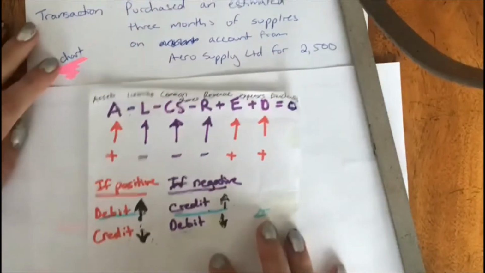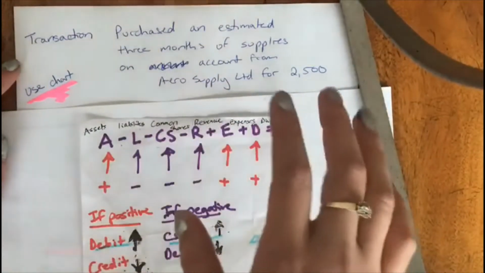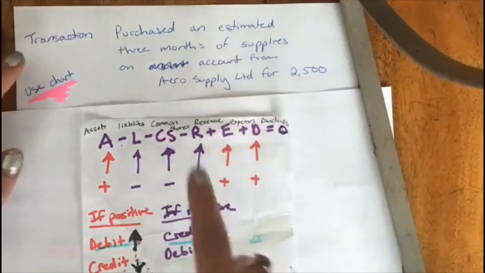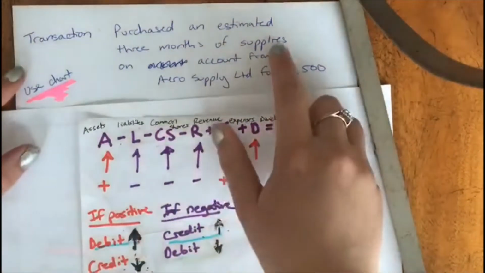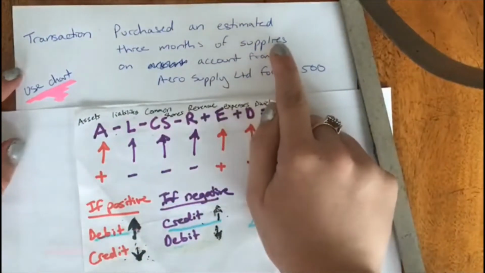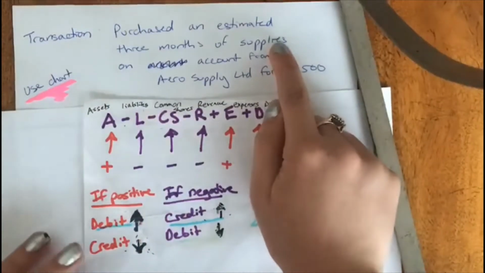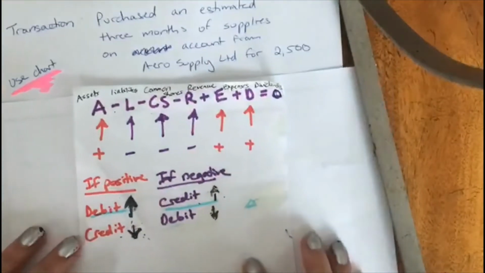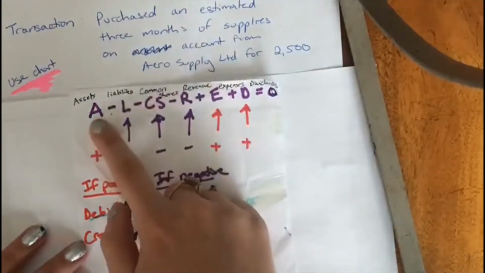Okay? So when I'm doing a transaction, I first like to start off by figuring out what is important in it. So it says we purchased an estimated 3 months of supplies on account from Aero Supply Limited. Well, we know that supplies is an account. And then we know that on account means it wasn't in cash, which means it was in accounts payable. Okay? So, supplies is an asset.